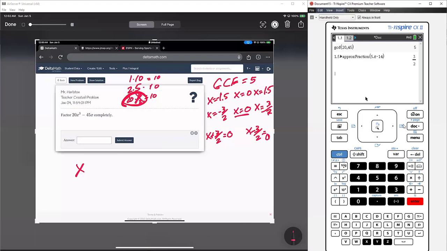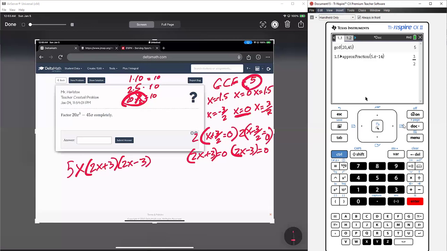So to get rid of this 2 on the bottom, we're going to multiply the entire equation by 2 and the entire equation by 2. So we're going to have 2x plus 3 equals 0. That's one factor. And then we're going to have 2x minus 3 equals 0 is the other factor. So now we're just going to pull all of this together. It's going to be x times 2x plus 3 times 2x minus 3. And then we have to pull in our greatest common factor. There we go. That is the factored form.